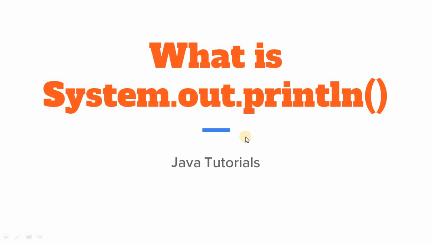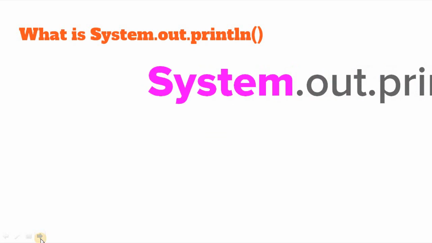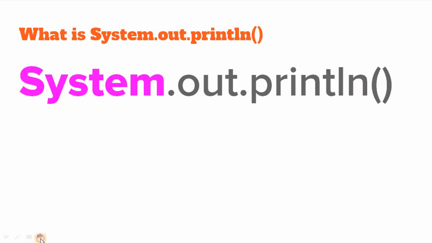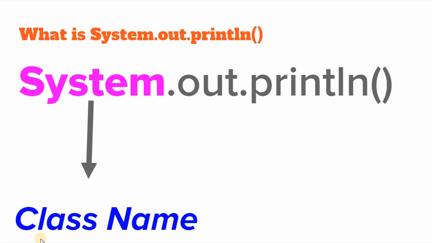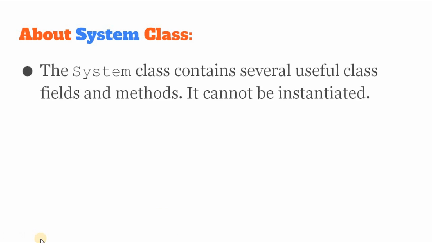Now, what is System.out.println? In this one we are using System. System is the name of the class. Regarding this, we may discuss in detail the System class. The System class contains several useful class fields and methods, and it cannot be instantiated. That means we cannot allocate memory to this class. Next, it is available in the java.lang package.